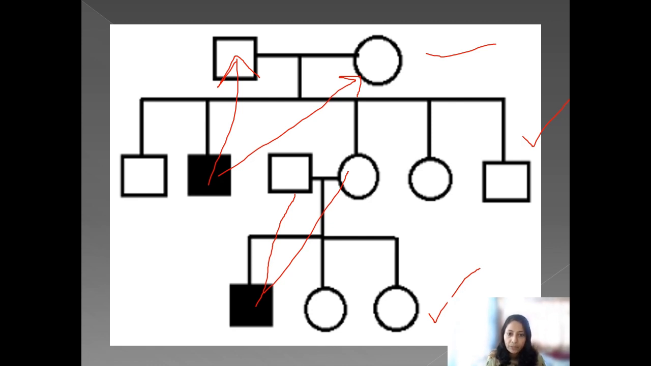So what do we get from this? That we are getting the answer no for this thing. So the affected children are not having the affected parents. So our answer is no. So we'll be suggesting that this pedigree is automatically recessive in nature. So one thing is clear, that this pedigree is recessive in nature.